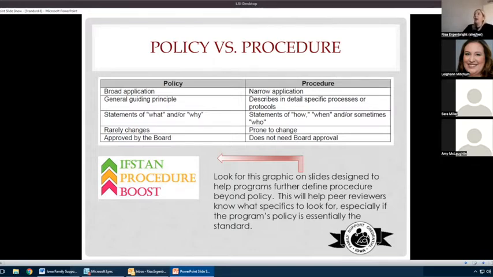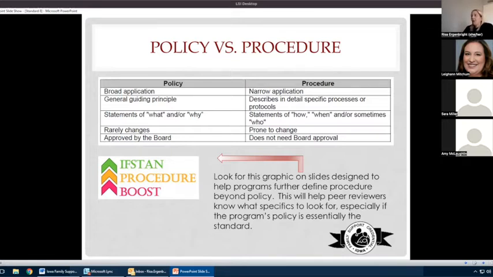Okay, so as we move forward, we're going to start where we always start on all of these webinars, which is that description, to set the tone for the definition between policy and procedure and what we're looking for. So if you'll remember, policy is broad application, general guiding principle, typically gets at those statements of why or what. It doesn't change very often. And depending on your organizational structure or program structure, would be those things that are approved by the board, those higher level pieces that speak to that what or that why, which is why they may be approved by the board.